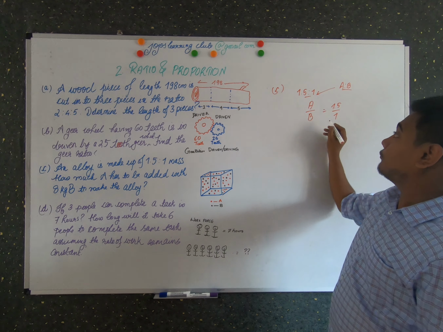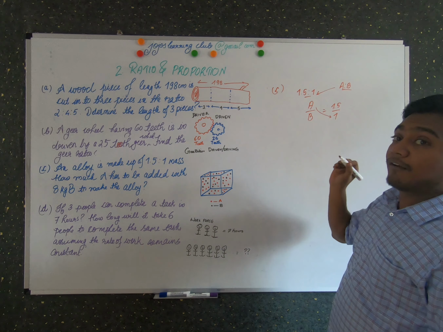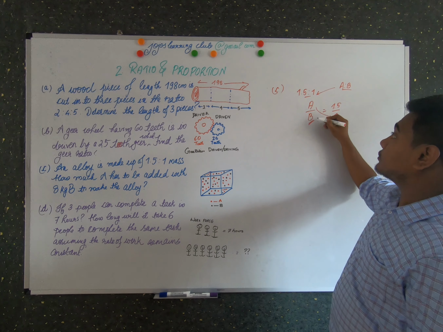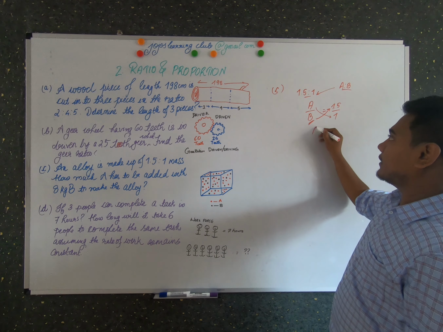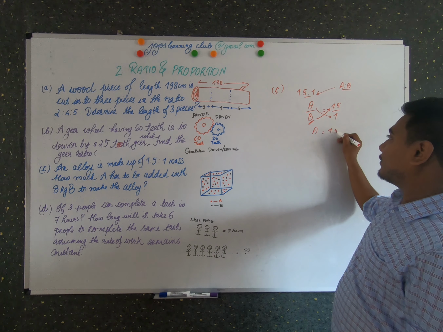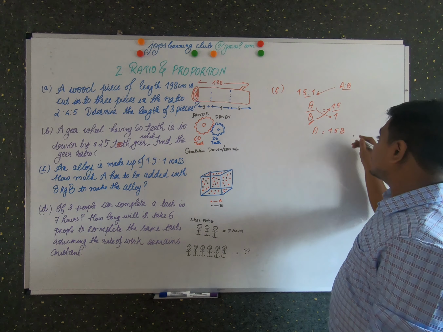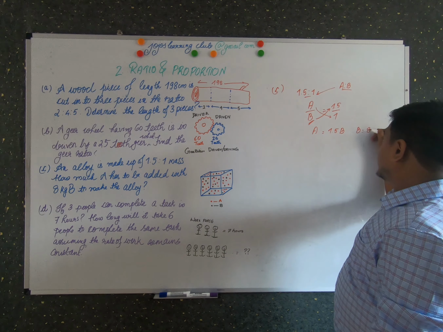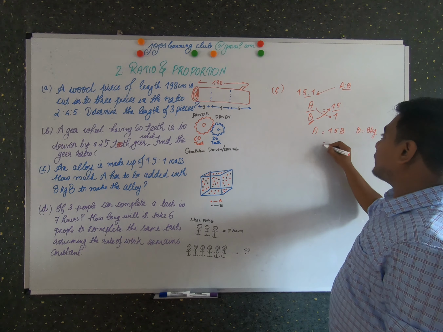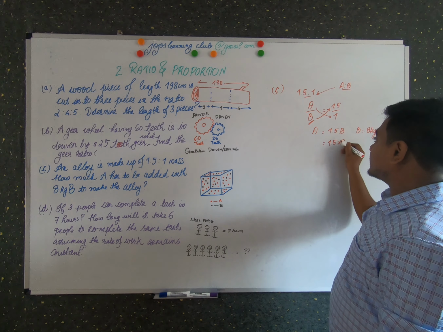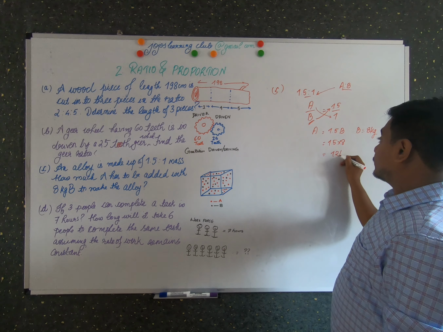What you have to do now when you have such numbers is find the value of A, and because B is given, you just have to do cross multiplication. So A is equal to 1.5 times B, and the value of B is already given. What is the value of B? Value of B is 8 kilogram. So 1.5 times 8, which is 12 kilogram.